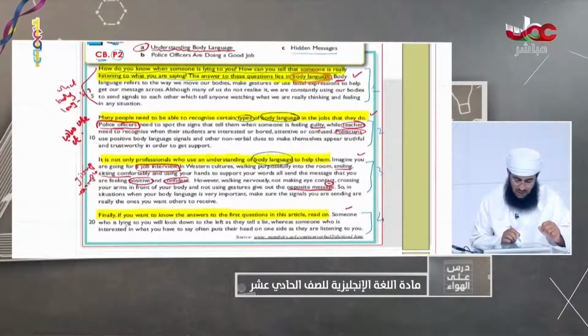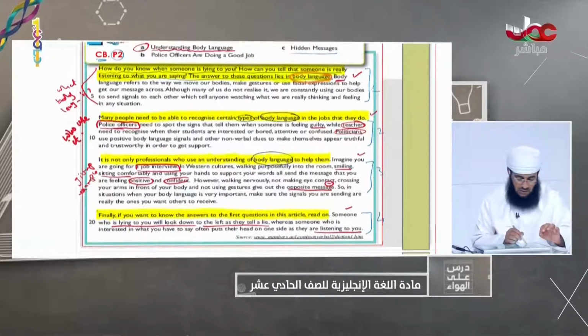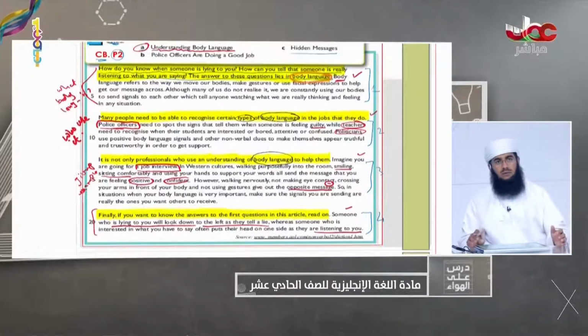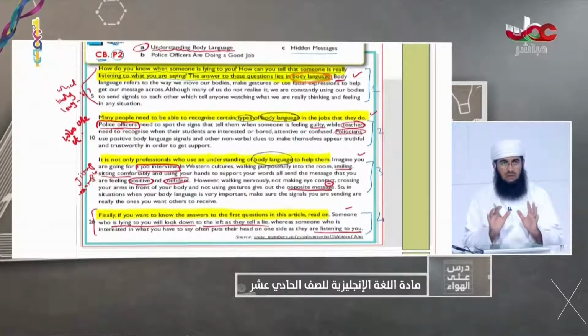The last one, finally, if you want to know the answer to the first question: someone who is lying to you will look down to the left as they tell a lie, whereas someone who is interested in what you have to say often puts their head on the side as they are listening to you. So the last paragraph is answering if someone is lying to you or interested in what you say.